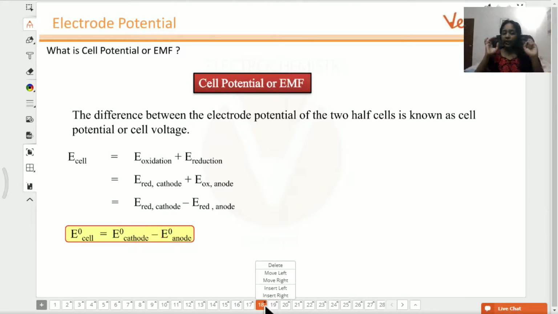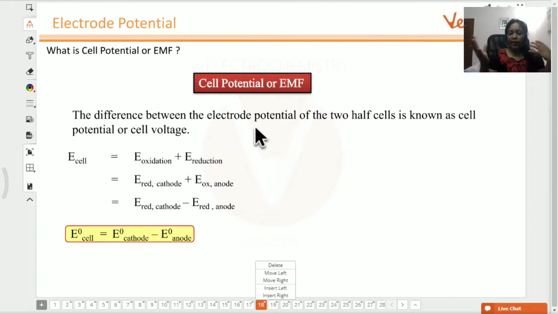Now that you know what electrode potential is, a very, very important thing is cell potential or EMF, electromotive force. What is this electromotive force? Very simple. Now we are talking about electrode potential with respect to one electrode only, but we know there are two of them. So a cell can only work if there are two of them. Can it work with one? It can't. So it has to work with two.